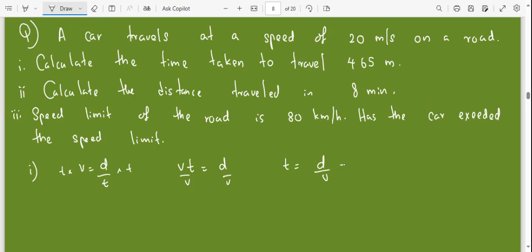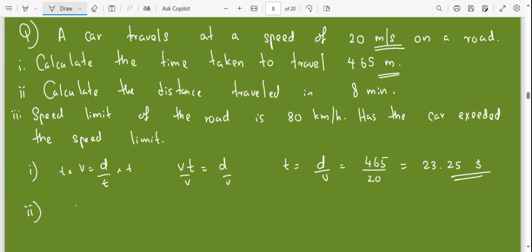So the distance is 465, the speed is 20, so we get the time as 23.25 seconds. Now, because everything is in meters per second, the distance is in meters, therefore the time has to be given in seconds.